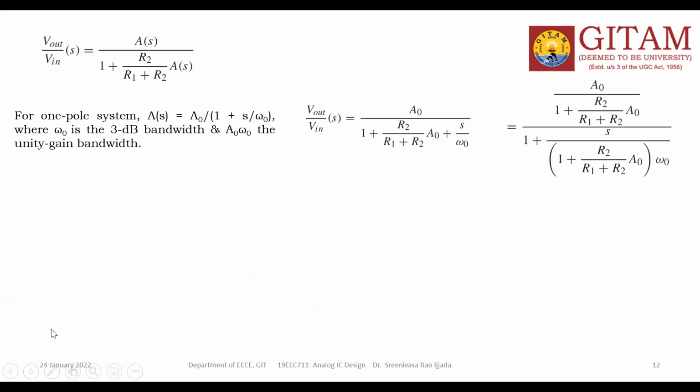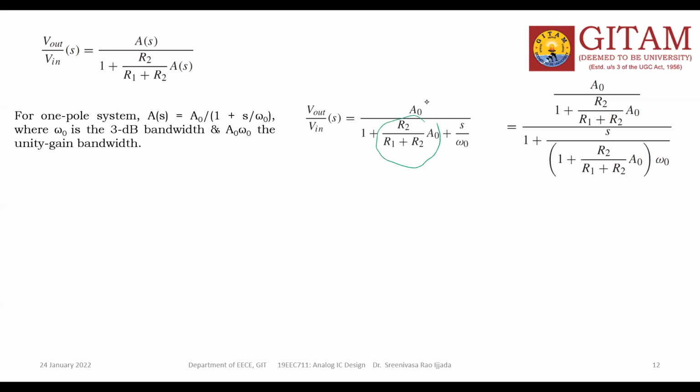Later, I can write this like this. Once again, I want to divide the numerator and denominator with 1 plus R2 by R1 plus R2 into A naught. I want to divide this numerator and denominator with this factor.